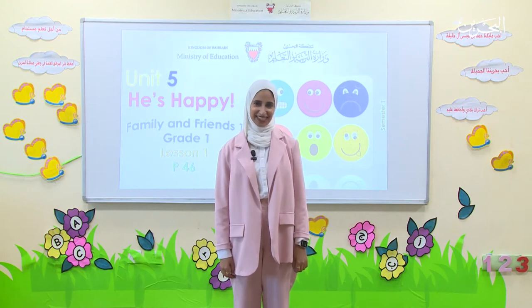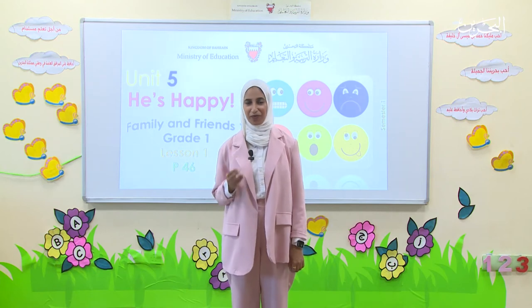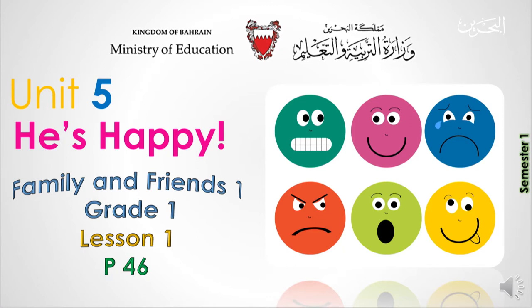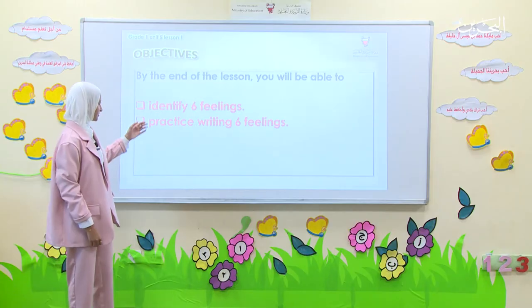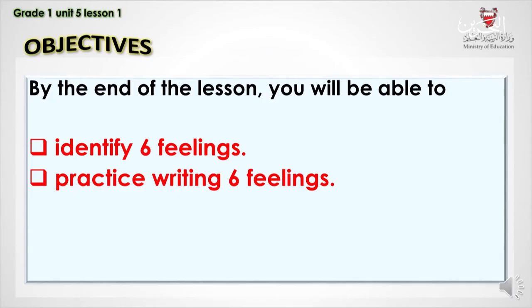Before we start our lesson, I want you to prepare your mini board, your markers, and your English books. Now let's start. Grade 1, Unit 5, Lesson number 1. Open your class book to page 46. In this lesson, we are going to identify 6 feelings. After that, we are going to practice writing the 6 feelings.